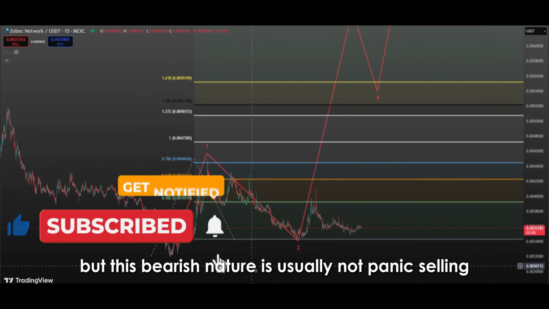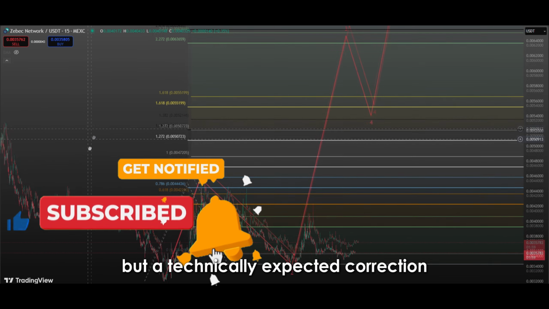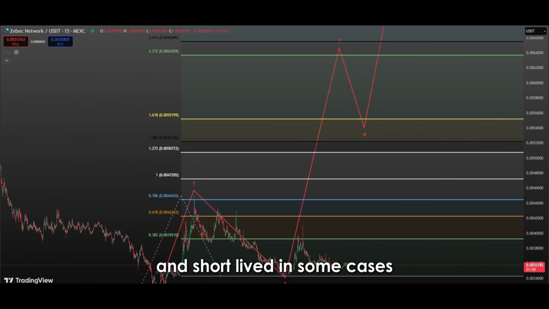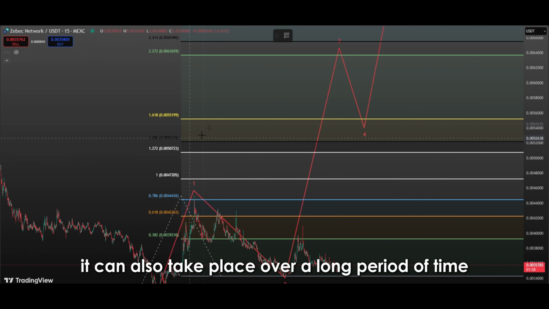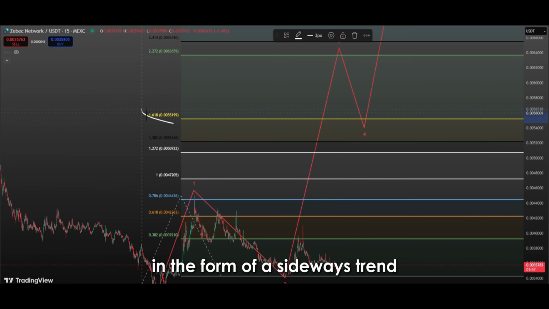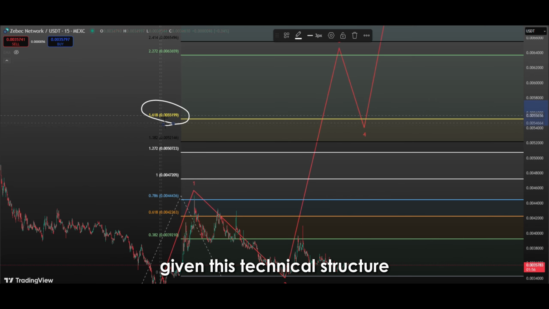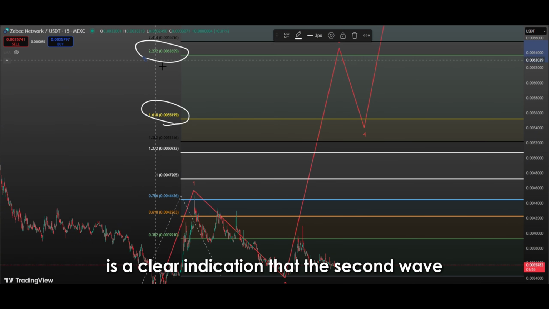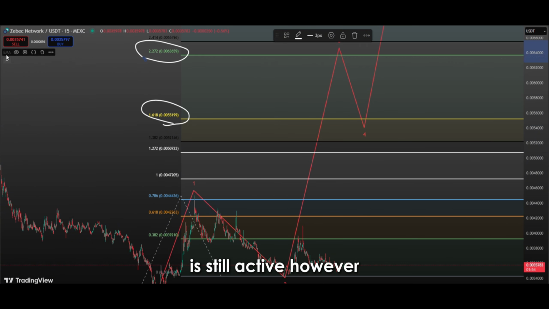But this bearish nature is usually not panic selling, but a technically expected correction. While this correction can sometimes be sharp and short-lived, in some cases it can also take place over a long period of time in the form of a sideways trend. Given this technical structure, the fact that the price is currently moving sideways is a clear indication that the second wave is still active. However, this situation cannot last forever.